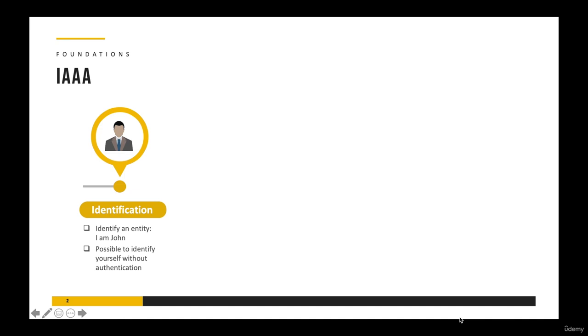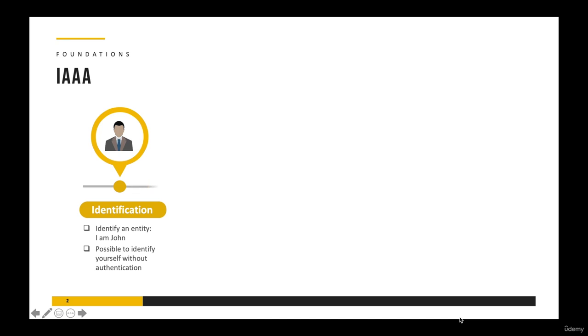Now, it is important to understand that identification is different from authentication. Authentication is when you actually verify your identity, but identification can be done independent of authentication. You could claim any identity you want. Doesn't mean that you can actually validate it later on. But identification just means claiming an identity.